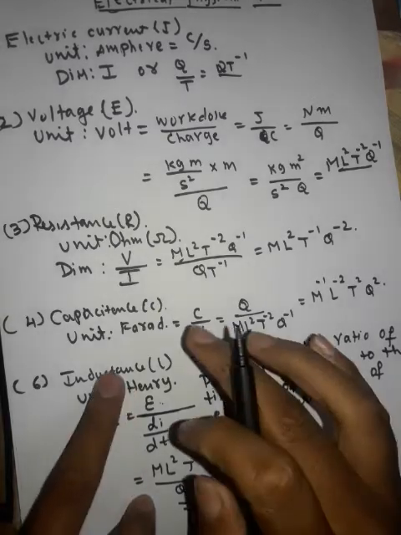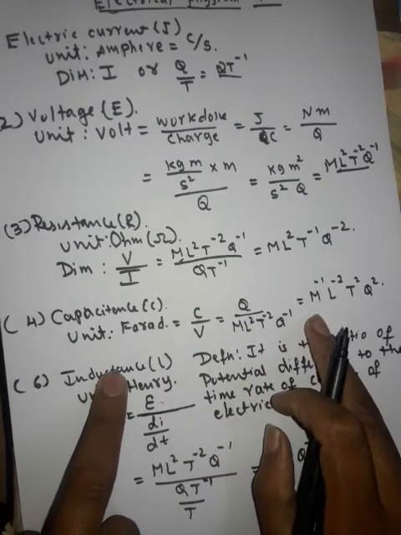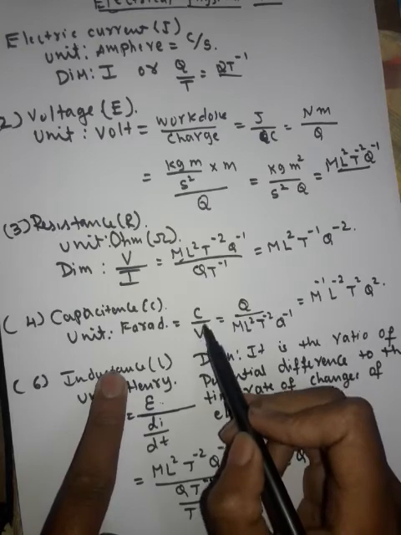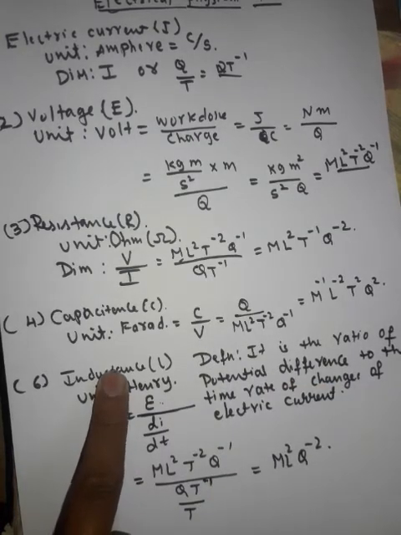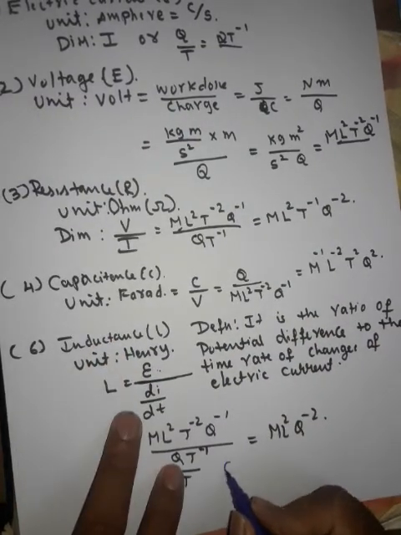The definition of capacitance is when 1 coulomb of electricity changes the potential between the plates by 1 volt. So we can write this C by V. So better I will write the definition of capacitance here. Capacitance definition.